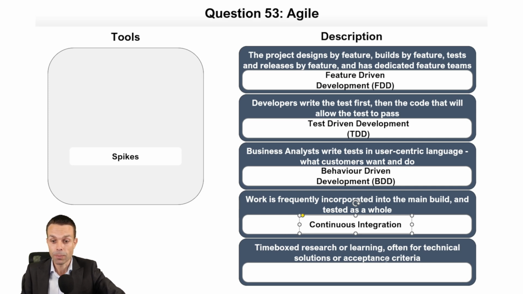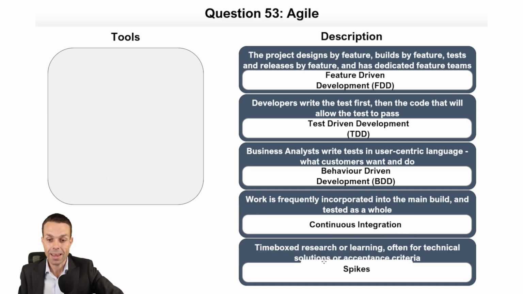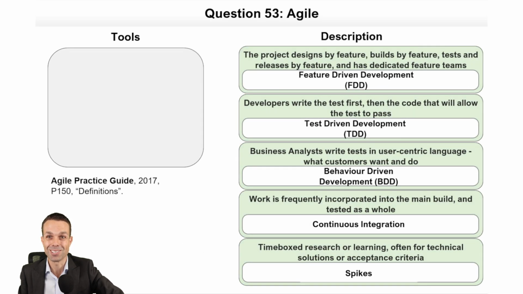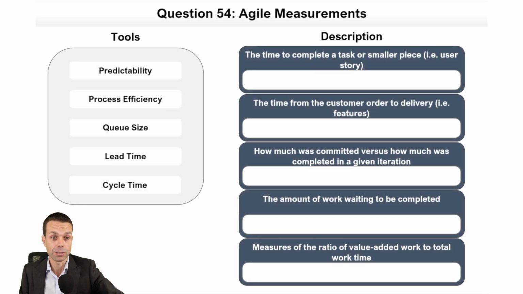Time-boxed research or learning, often for technical solutions or acceptance criteria, to figure out acceptance criteria with a team. That is a spike, time-boxed learning. Let's quickly check these, make sure that we got them correct. And that is looking really good. Agile Practice Guide again, look through that under our definitions for any of those to find those items.